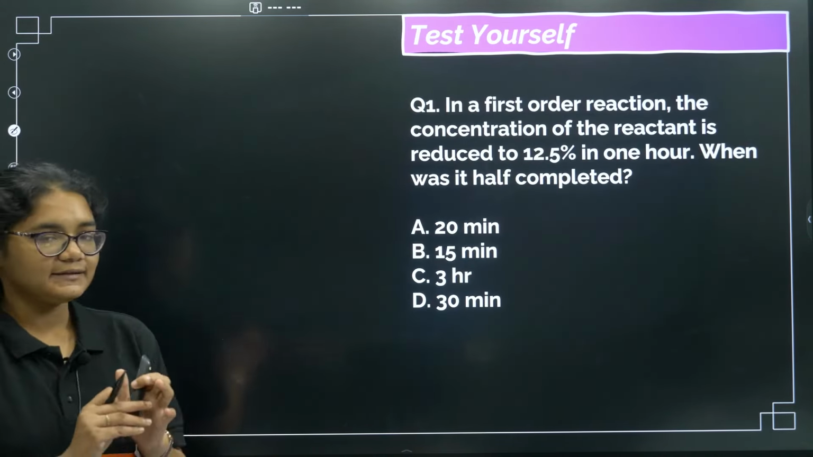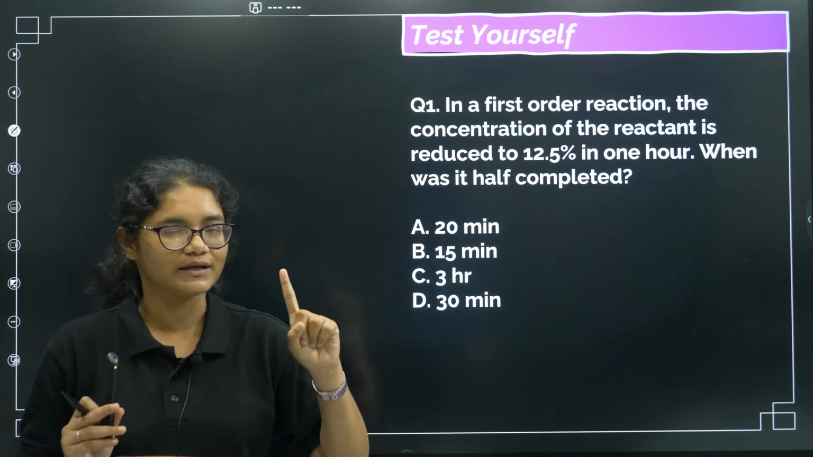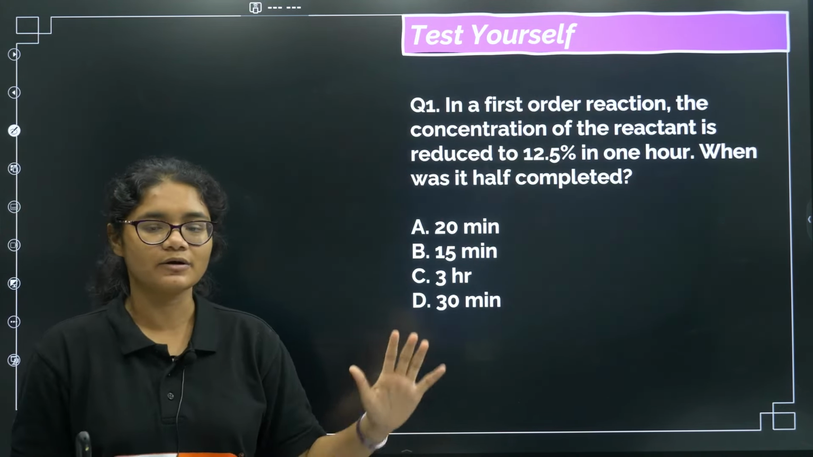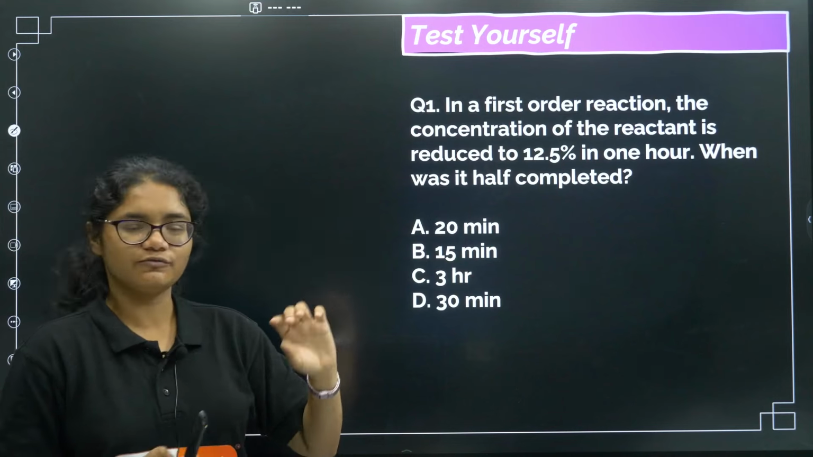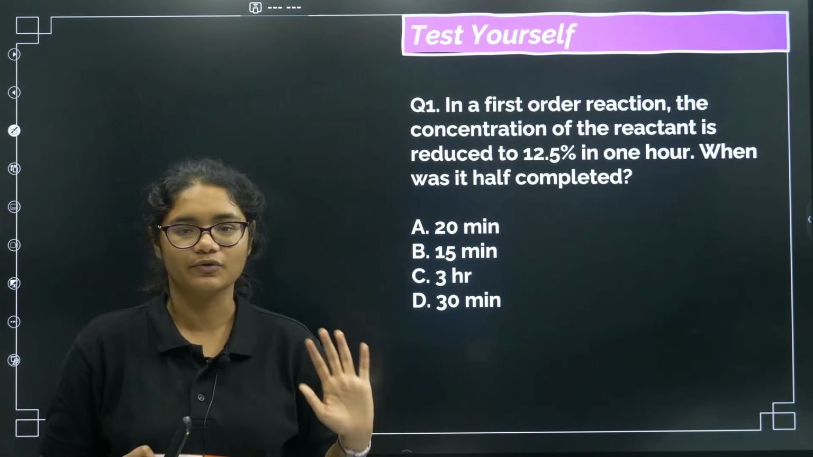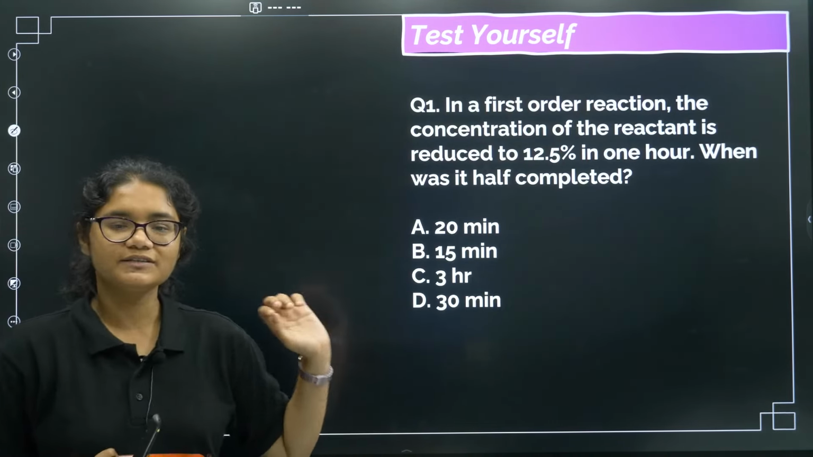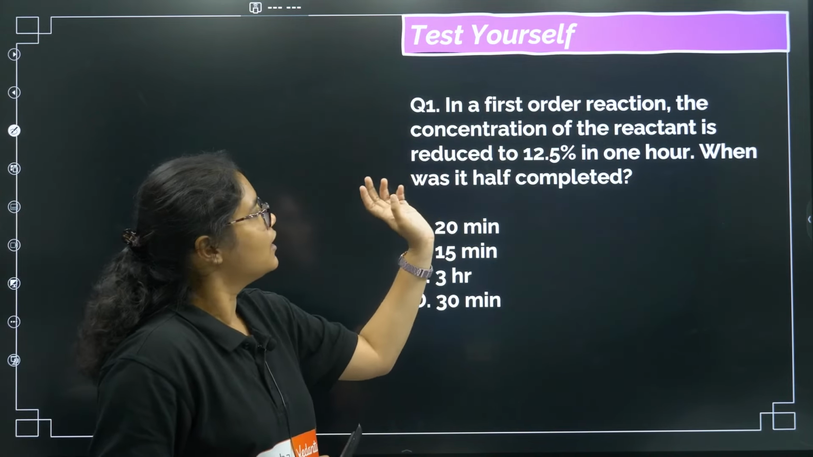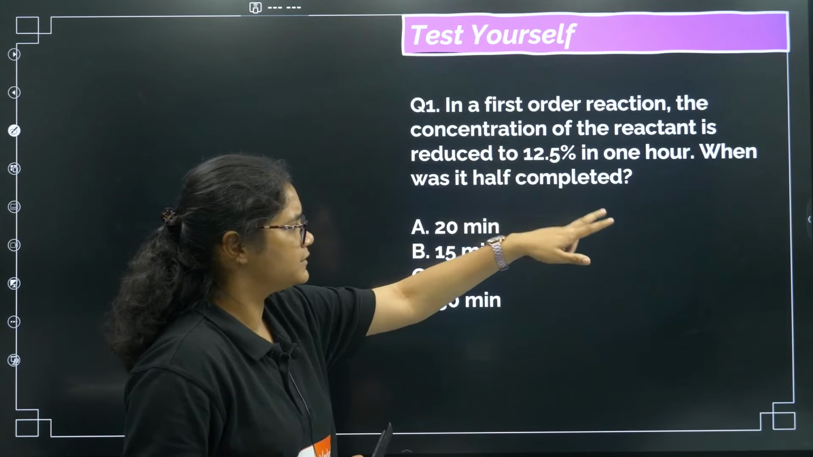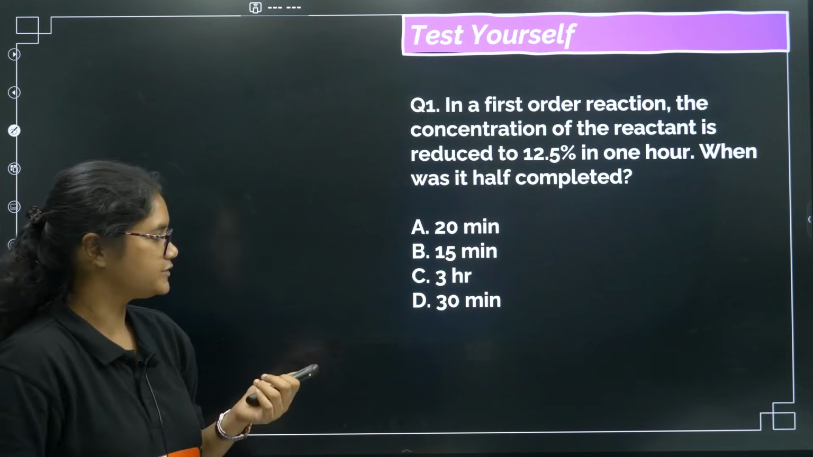Yes, so now it is time for your homework. I am giving you 2 questions this time because this chapter is really important and the concentration factor is very important. So this is your first question you need to solve. If you have understood everything and you have tried this question and you are getting the answers, you have to comment down the answers, okay? So I can understand whether you have understood the concepts or not. The first question here is, in a first order reaction, the concentration of the reactant is reduced to 12.5% in 1 hour. When was it half completed? Okay, this is the first question.